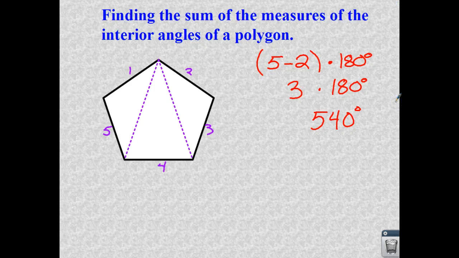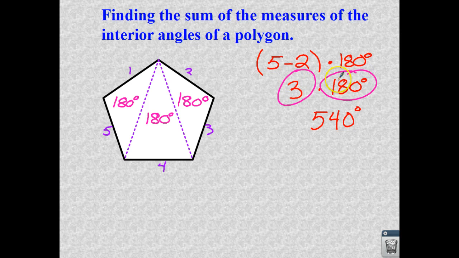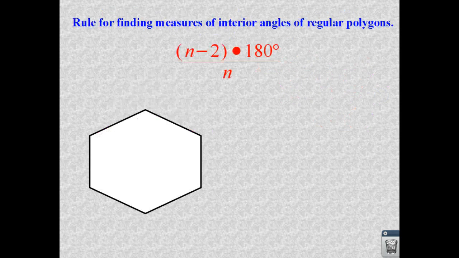So why the 180 now? You could probably see it as we drew our diagonals. We have a triangle here, which is 180, a second triangle, and a third triangle. So that's why we have 3 multiplied by 180 and 540 total degrees.